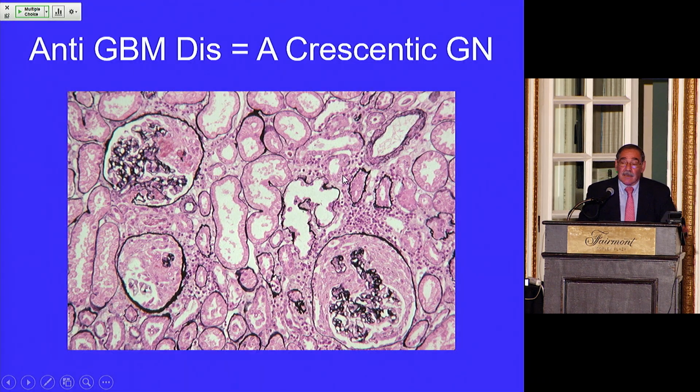Because this is what anti-GBM is: crescenteric. It's almost always a rapidly progressive crescenteric. Here's a typical anti-GBM. Crescent here, big crescent here, capillary loops compressed by a crescent here. If you have no crescents at all on the biopsy, it's really, really unlikely. I don't even know if it's ever been reported as an anti-GBM.